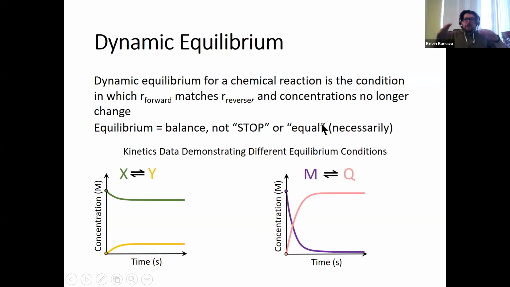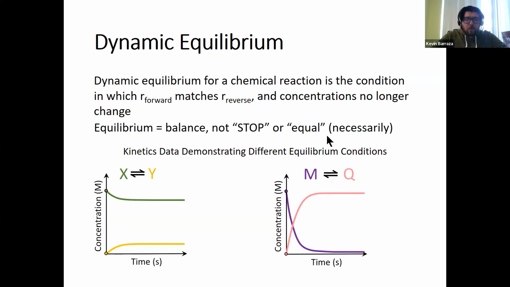So we say, oh, look, my concentrations don't change. That doesn't mean that there's stillness in the beaker. The little molecules are moving around all the time. What it means is that the amount of reactant going to product balances out the amount of product going to reactant. So the reactions do not stop happening. It is dynamic. Dynamic means moving. So that means that while they are still moving, the rates completely balance each other.